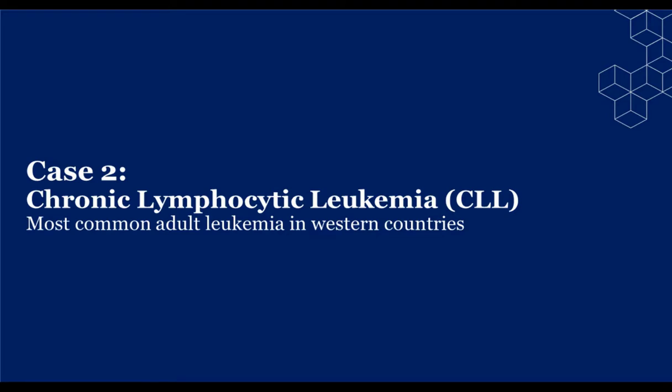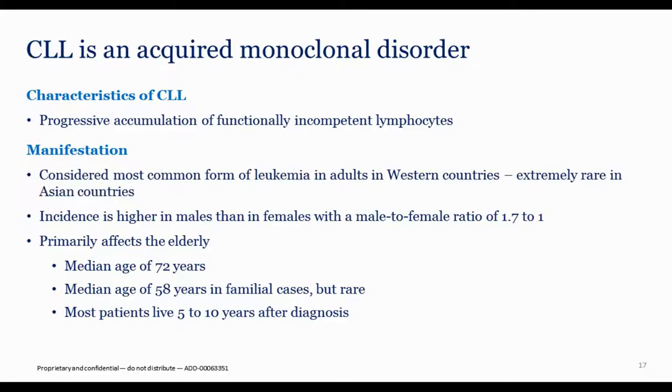So let's now turn and look at another case. This would be another leukemia. This would be chronic lymphocytic leukemia. So chronic lymphocytic leukemia is actually an acquired monoclonal disorder that's characterized by a progressive accumulation of functionally incompetent lymphocytes. It's considered the most common form of leukemia in adults in Western countries, and it's extremely rare in Asian countries.